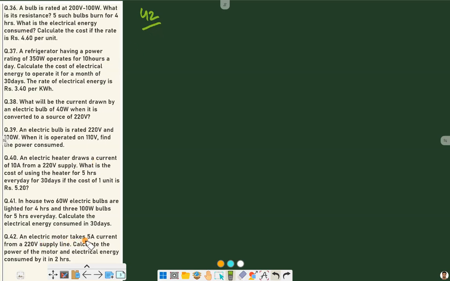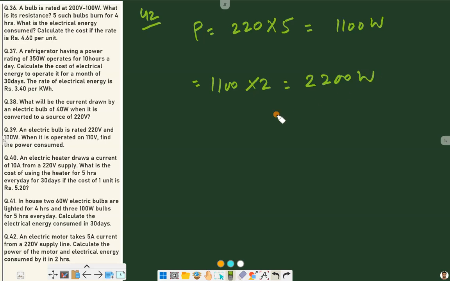An electric motor takes 5 ampere current. Current is given, potential is given. So we have to calculate the power and energy consumed in 2 hours. So power will be V potential into current. This will give us 1100 watt, and this will be 1100 watt hours per hour, and for 2 hours it will be 1100 into 2, 2200 watt hours or 2.2 kilowatt hours of energy will be used in question 42.